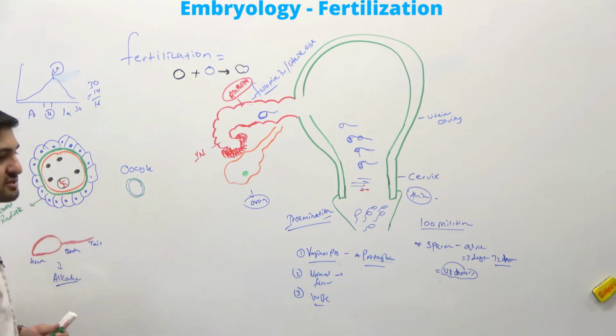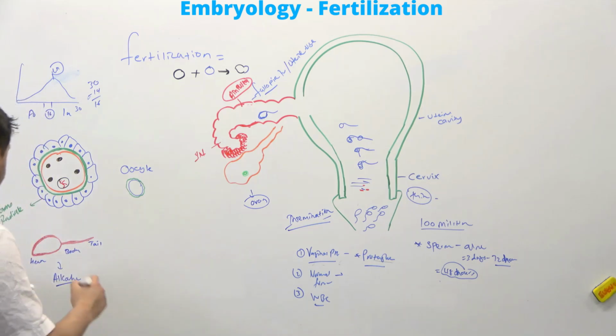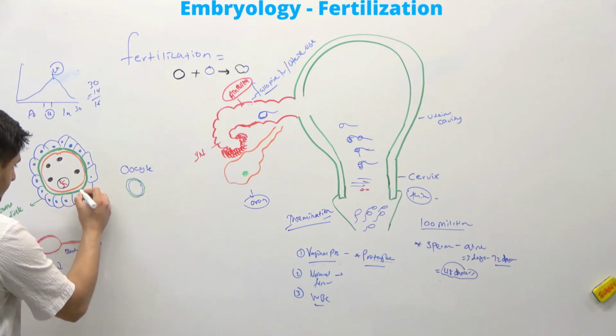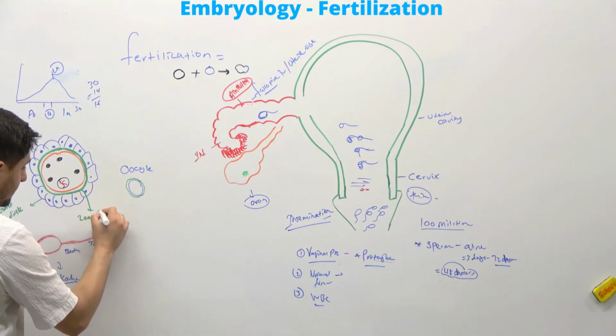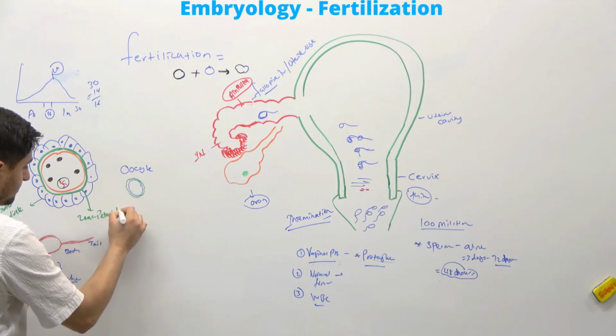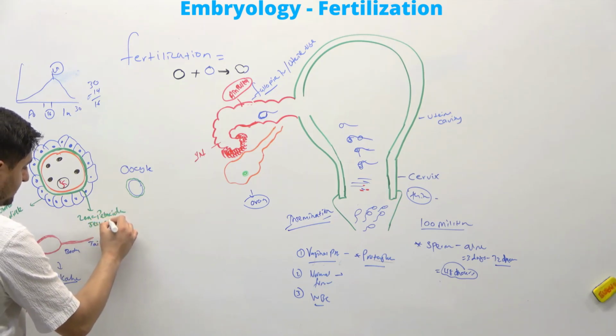It is just the layers of granulosa cells, of follicular cells. And then you have this greenish layer, which is called the zona pellucida. Sometimes they also call this the jelly coat.